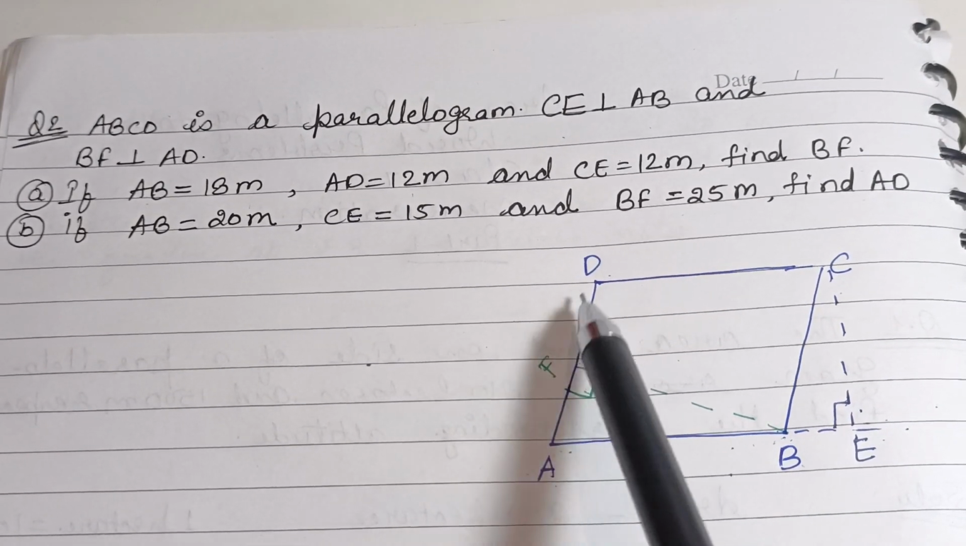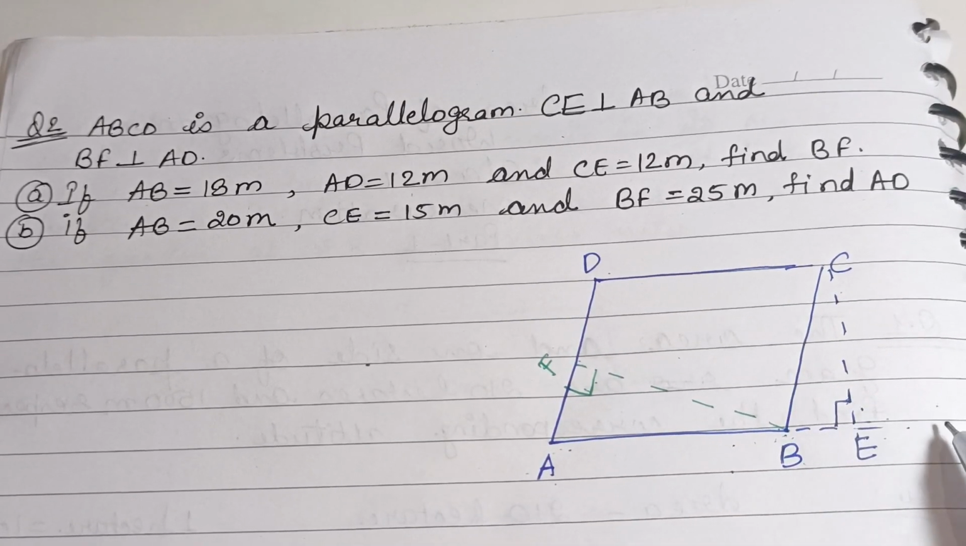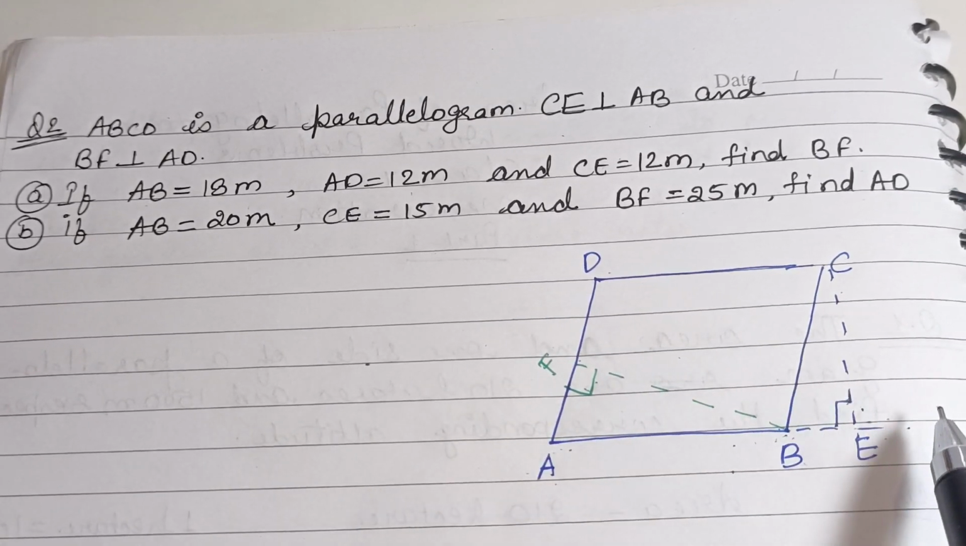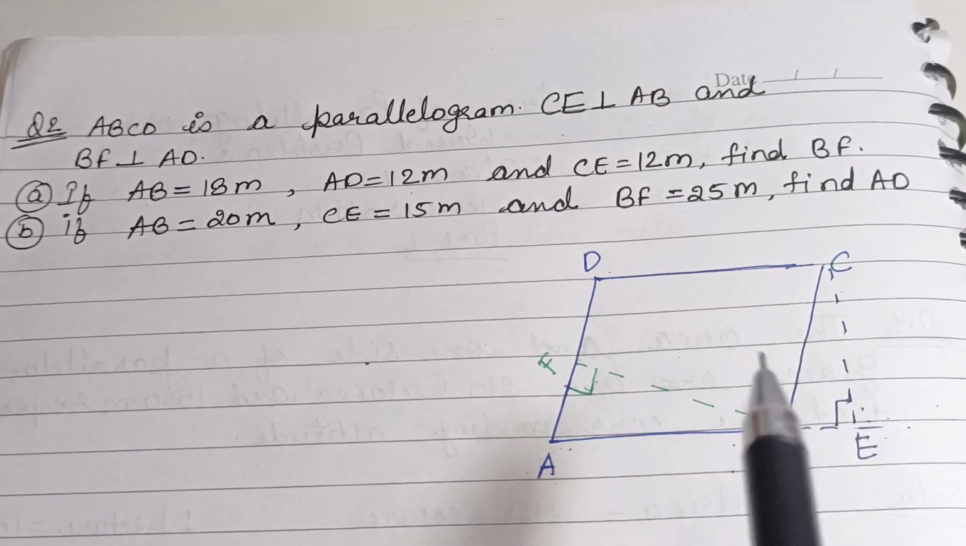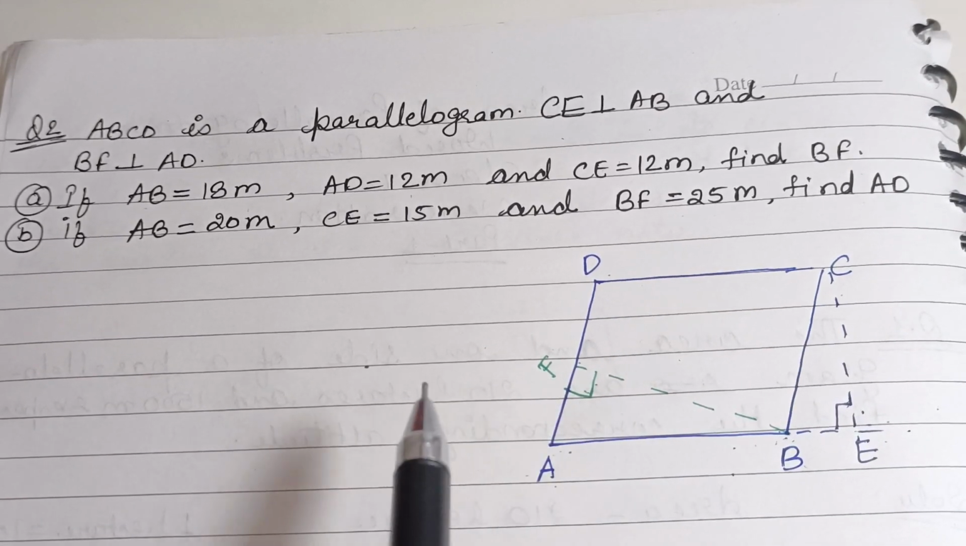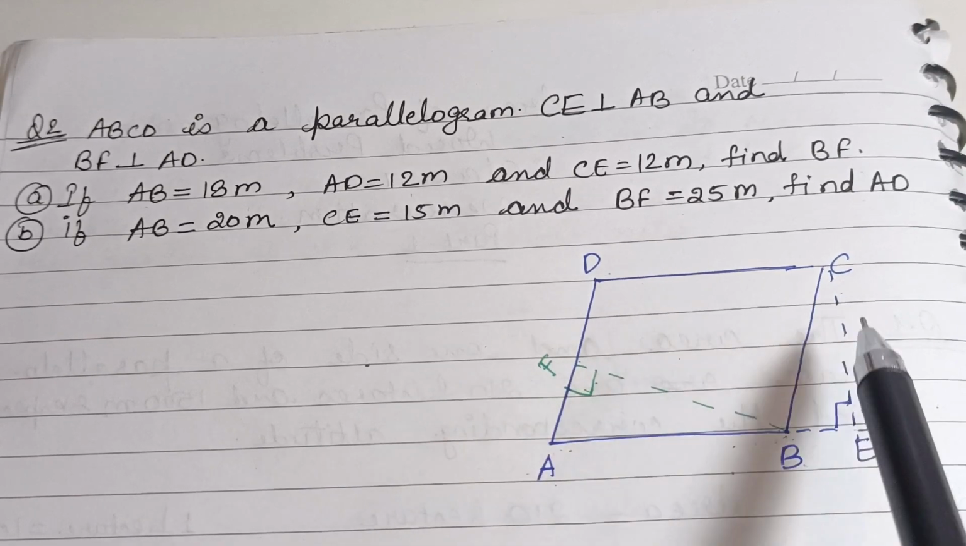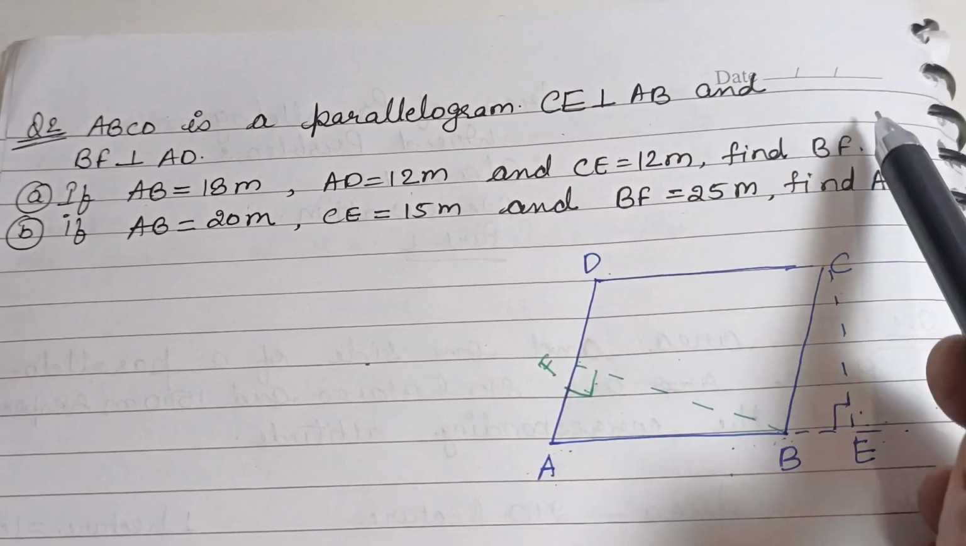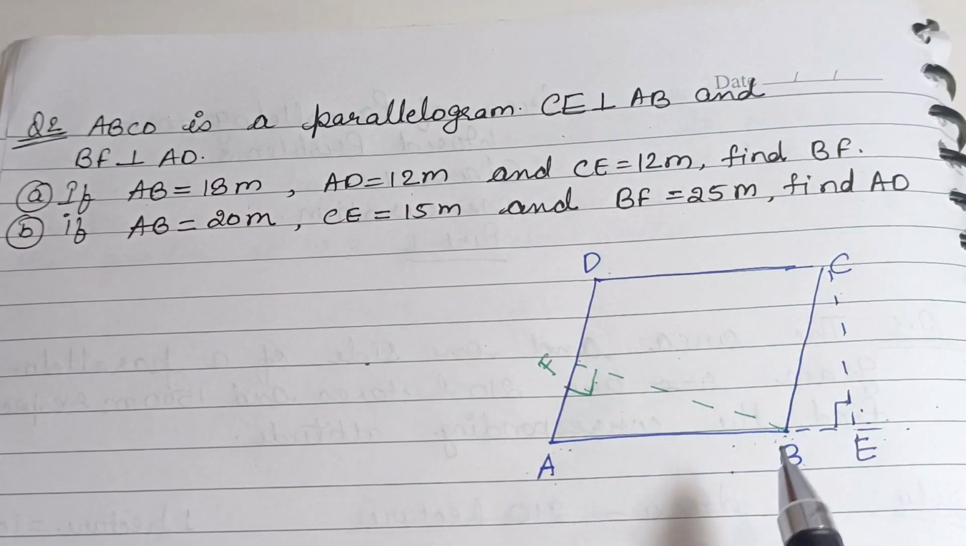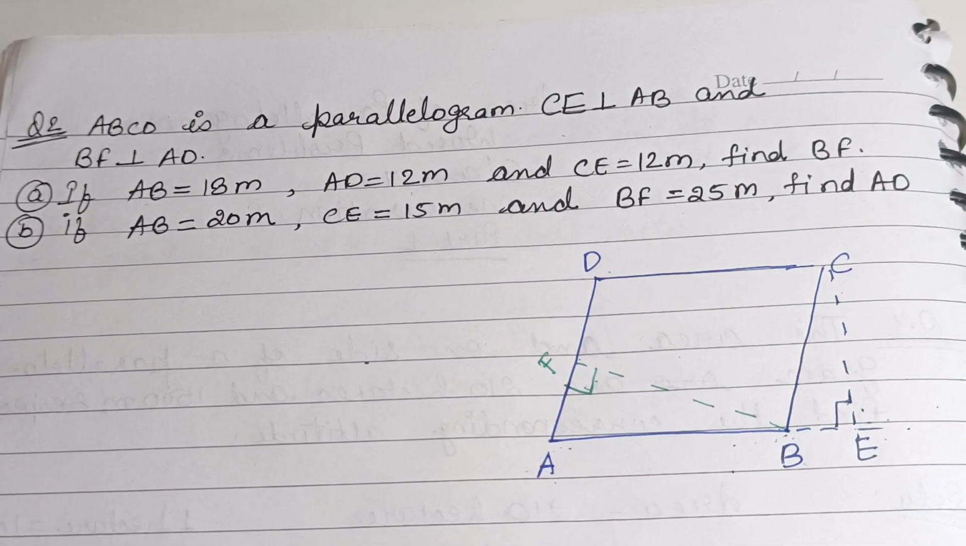So out of these four, the three things you are knowing, one thing you are not knowing. That means you are able to make one linear equation. And with the help of this linear equation, you are able to find out the fourth value, which is BF, which is your unknown value. So let us do the solution.